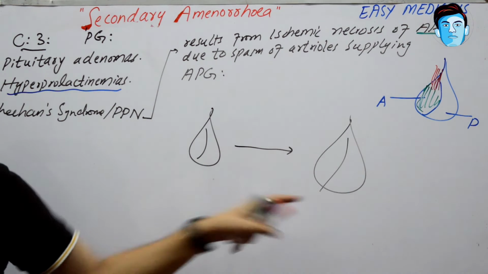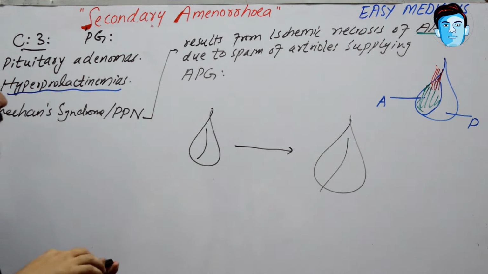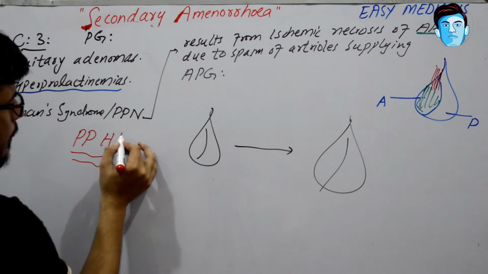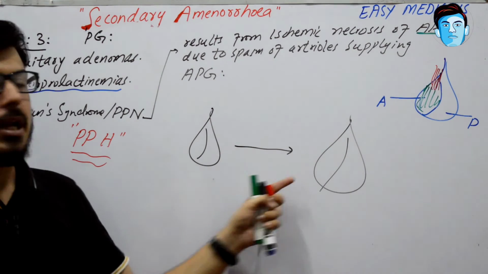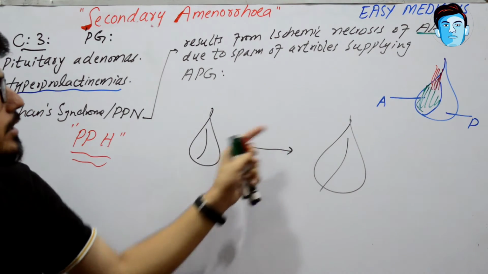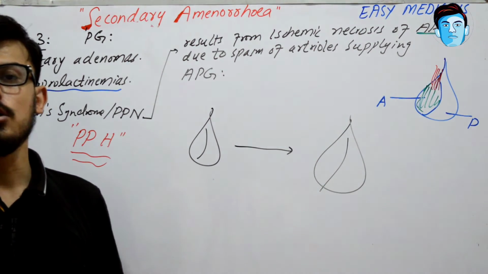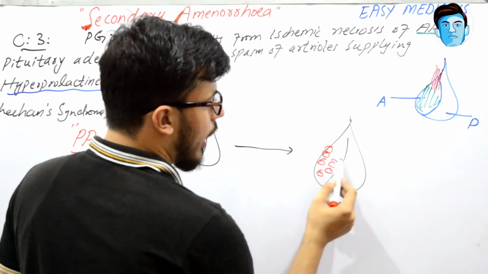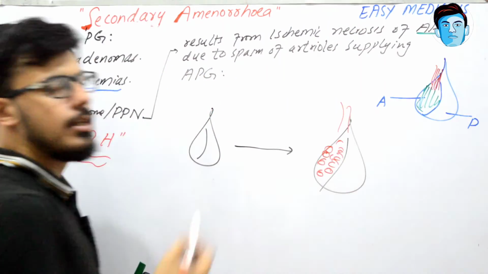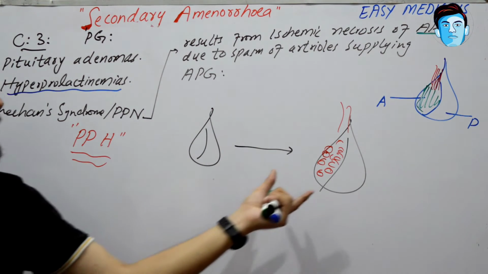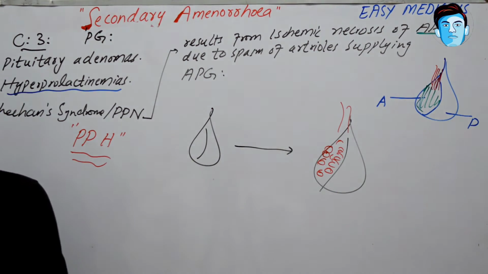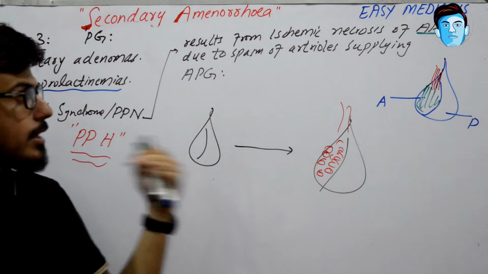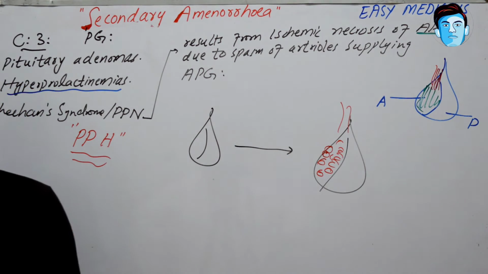So in another condition, let's suppose postpartum hemorrhage, what happens in postpartum hemorrhage? Already in normal pregnancy, the size of the pituitary gland is increased to twice, and the number of prolactin secreting cells also increases, but the blood supply does not increase in that condition. So the pituitary gland is not receiving a proper blood supply. If there is postpartum hemorrhage, the blood supply to the pituitary gland decreases further.